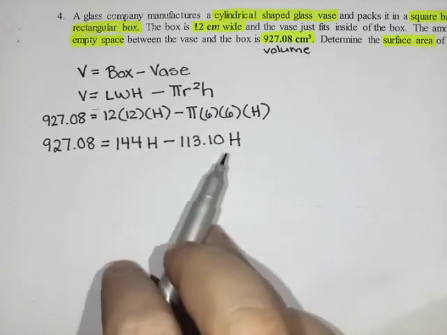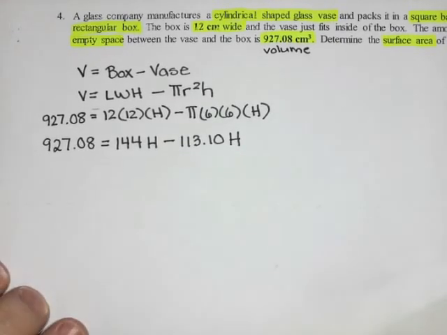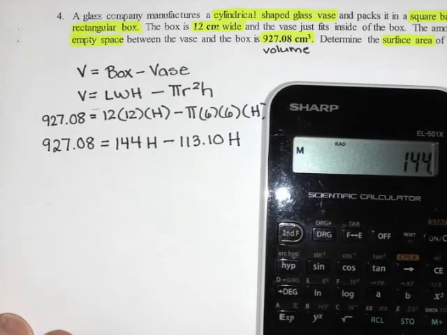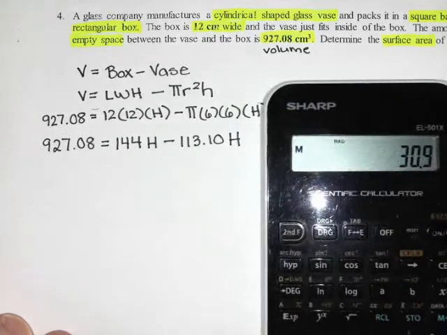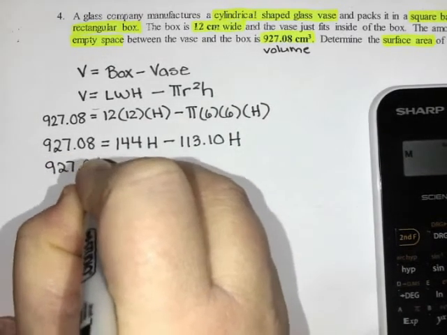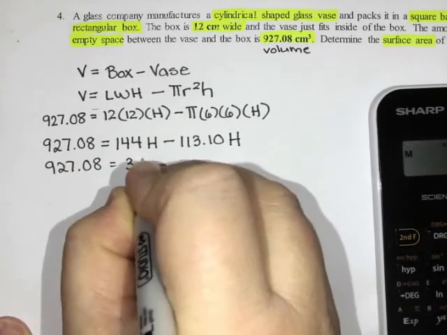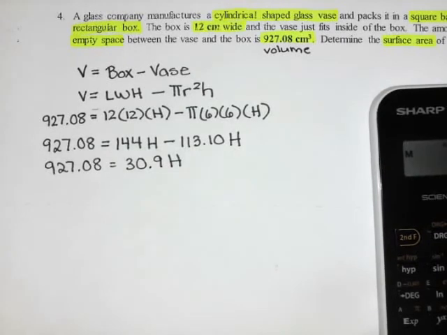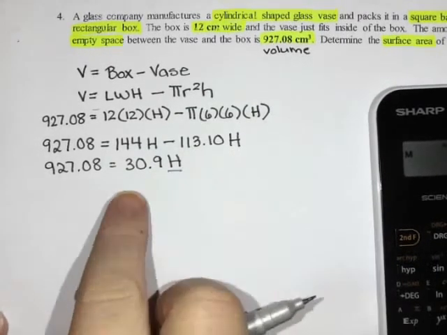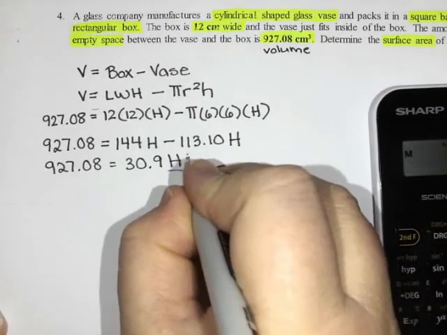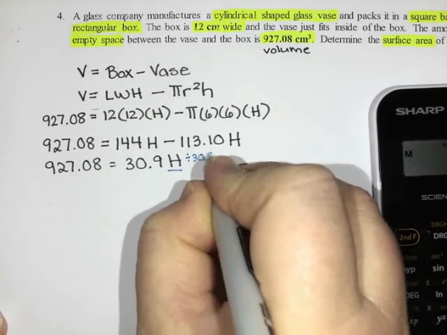Now, 144h and 113.10h are like terms. They both have an h. So I should be able to collect those like terms by doing 144 minus 113.10, which gives me 30.9. So I have 30.9h. And then if I want to solve for h, I need to find a way to cancel out a multiplication by 30.9, so I can divide both sides by 30.9.